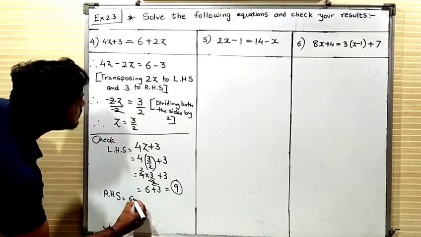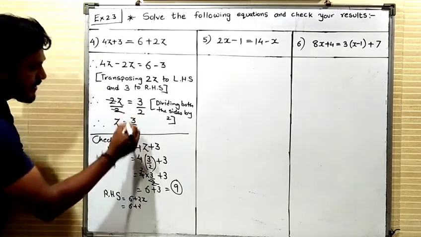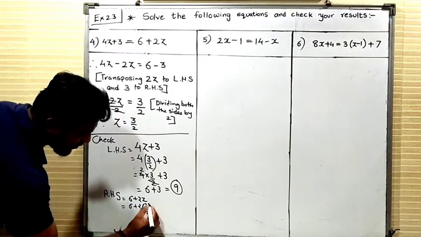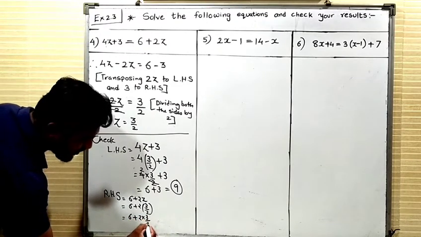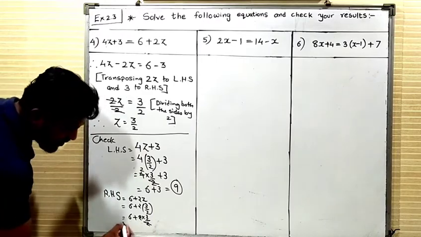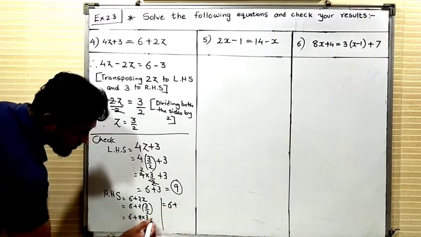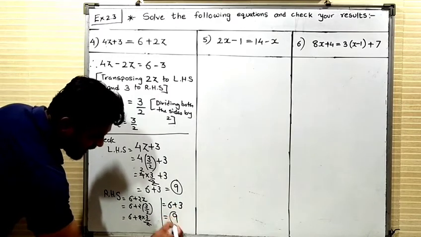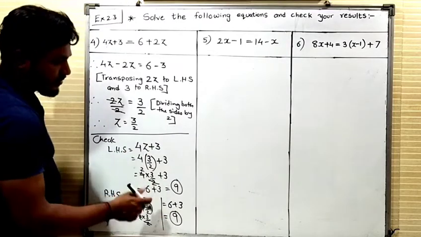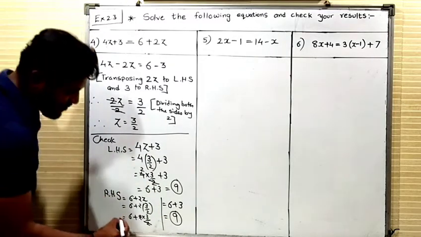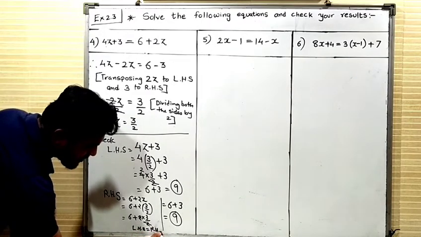That is 6 plus 2z. Write down 6 as it is. Value of z, that is 3 by 2. 6 plus 2 into 3 by 2. Here 2 and 2 will get cancelled. Now what is left? 6 plus only 3 left, 9. See dear student, both the sides you got value 9. So LHS is equals to RHS. Write down over here, LHS equals to RHS.